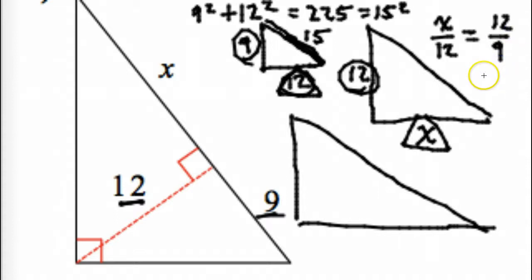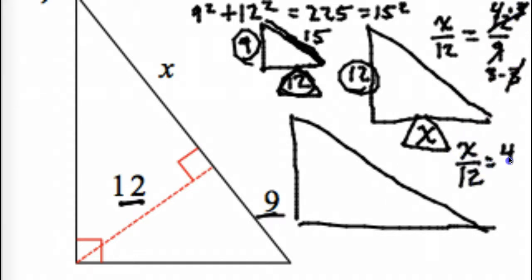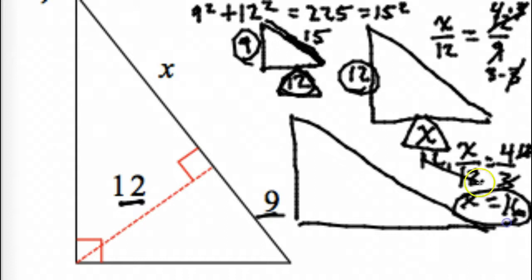Cool. Now I could simplify this, because 12 is really 4 times 3, and this is really 3 times 3, and the 3's make a 1 there, so that x over 12 equals 4/3. Then you multiply both sides by 12, and you get x equals 48 over 3, or you could simplify again, and you get 16. So x equals 16.